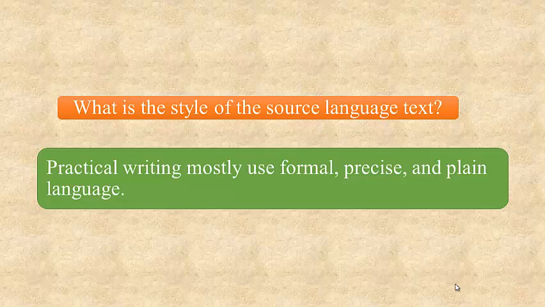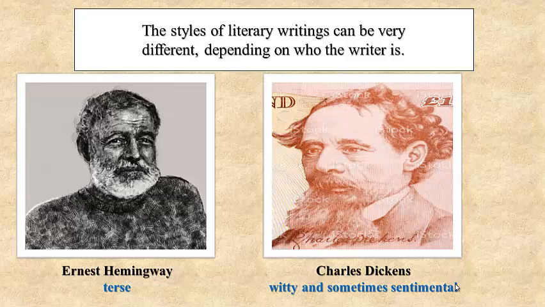What is the style of the source language text? The style of a text is to a great extent decided by its genre. The styles of literary writings can be very different depending on who the writer is. Ernest Hemingway's style is, among other things, terse. Charles Dickens is witty and sometimes sentimental. A writer's style gives his or her writings very special characteristics and distinguishes him or her from other writers.